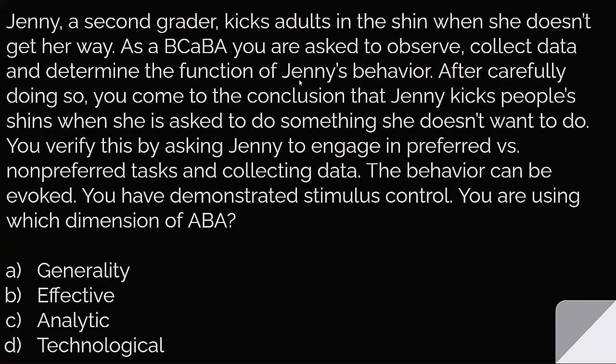Okay, here we go. Jenny, a 2nd grader, kicks adults in the shin when she doesn't get her way. As a BCaBA, you are asked to observe, collect data, and determine the function of Jenny's behavior. After carefully doing so, you come to the conclusion that Jenny kicks people's shins when she is asked to do something she doesn't want to do. You verify this by asking Jenny to engage in preferred versus non-preferred tasks and collecting data. The behavior can be evoked. You have demonstrated stimulus control. You are using which dimension of ABA?